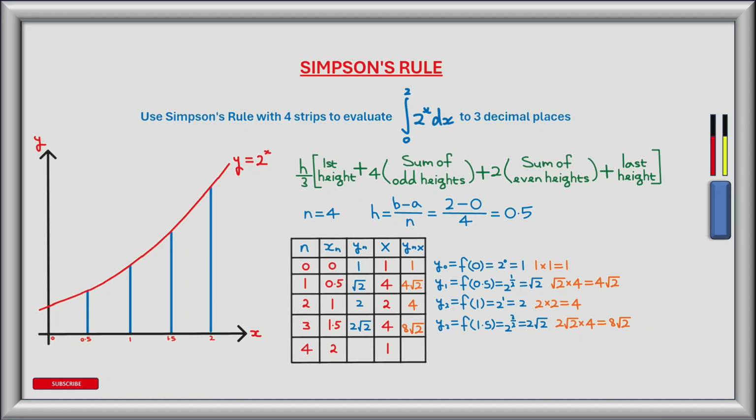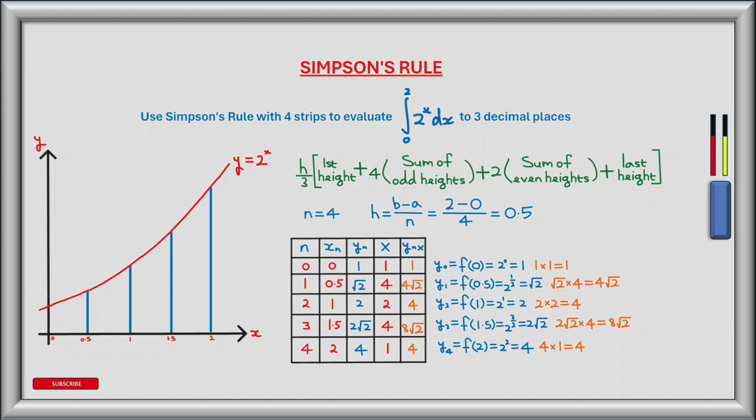And now moving on to the fourth row where n is equal to 3, we want to calculate the height y3. To do this, we need to evaluate the function at x equals 1.5. So it's 2 to the power of 1.5, or 2 to the power of 3 divided by 2, which is equal to 2 multiplied by root 2. As this is an odd height, we need to multiply it by 4. So it's 2 root 2 times 4, which gives 8 times root 2.